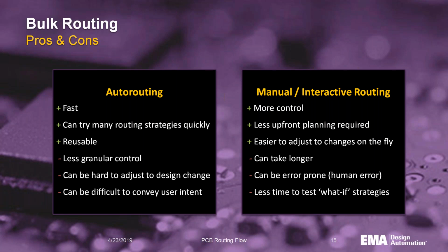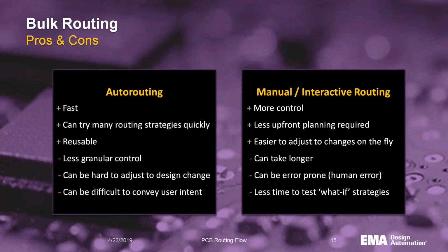If I have ECOs down the road, it might be a little harder to implement those using an auto router. And it's difficult to convey user intent sometimes because if the router sees a routing channel and it meets the criteria, it'll blast a trace through there, and that may not be the ideal place that you'd want that trace to be routed through. So those are the downsides.